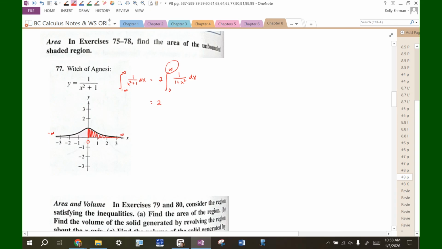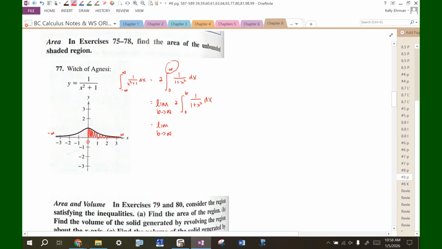Then I need to use limit notation because infinity is an improper bound. So let me get my limit out here. The limit as b approaches infinity of 2 times the integral from 0 to b of 1 over 1 plus x squared dx. This is a nice simple arctangent. We do not need u-sub or anything, so I can just get right down to the answer here.